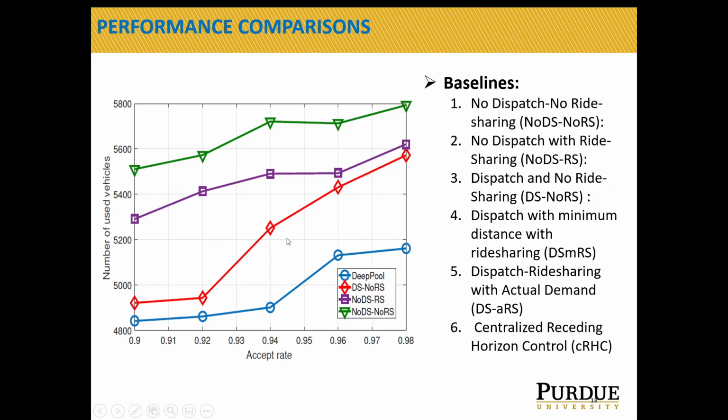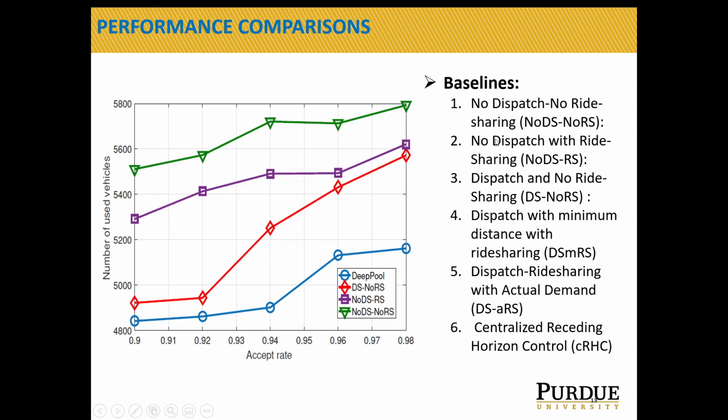This figure shows the number of used vehicles versus the accept rate, as compared to some competitive baselines. Clearly, DeepPool utilizes the vehicle's capacity better and thus reduces the number of active used vehicles. Also, our approach is able to serve the demand with less number of cars as compared to other approaches, thanks to pooling capability and optimized dispatching policy.